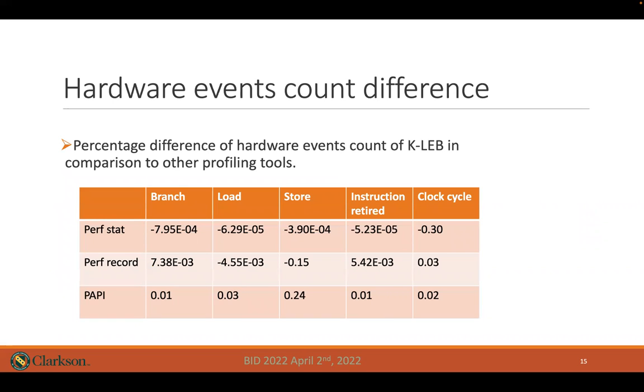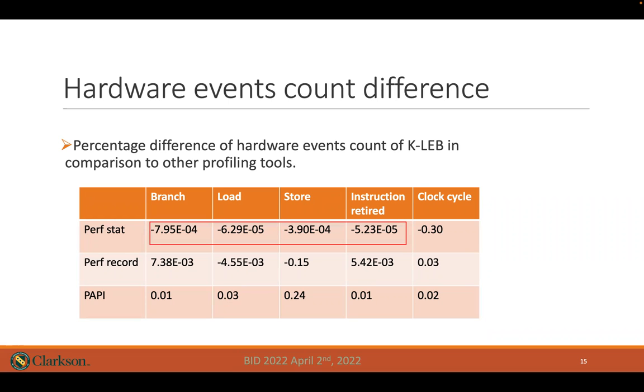This table shows the percentage difference in hardware event count of K-LEB in comparison with other profiling tools. We mainly choose architectural events, such as branch, load, and store for comparison, as these hardware events are more stable and deterministic than microarchitectural events, such as the cache miss rate and branch miss prediction rate. This is because the microarchitectural events have dependencies on the context and the state of the hardware. Due to the independent characteristic of the architectural events, their hardware event counts are also consistent across the different processors we used for the case study.